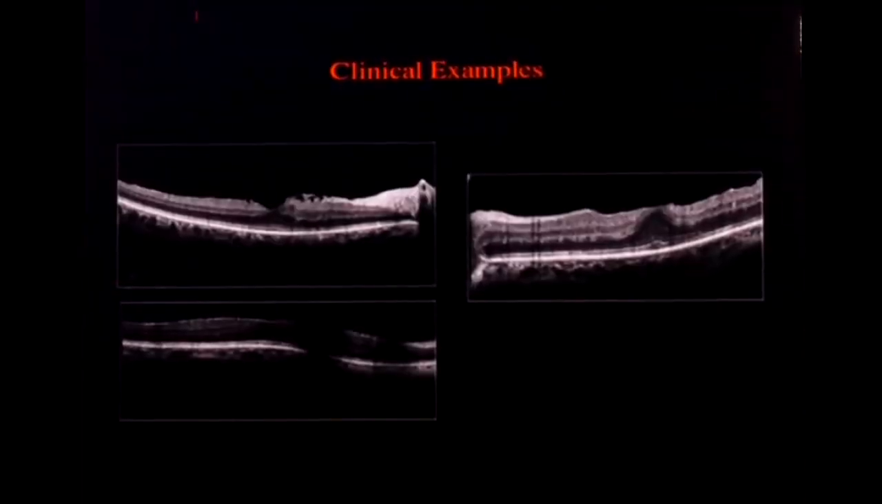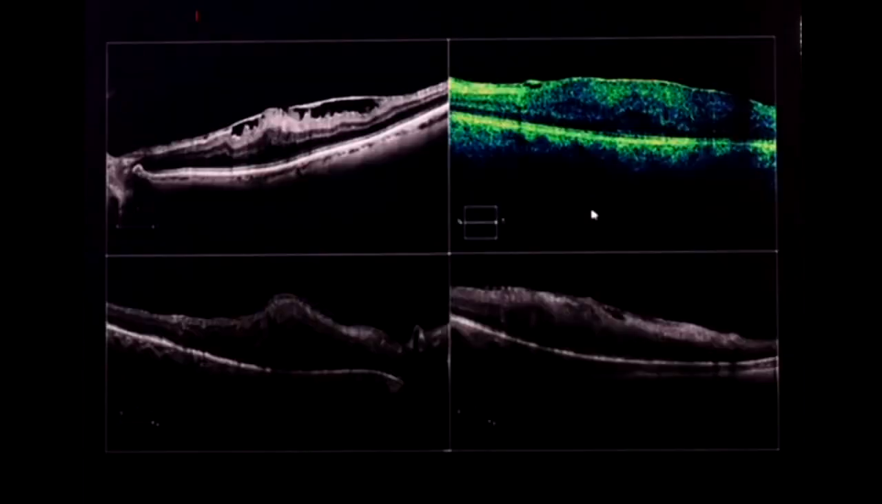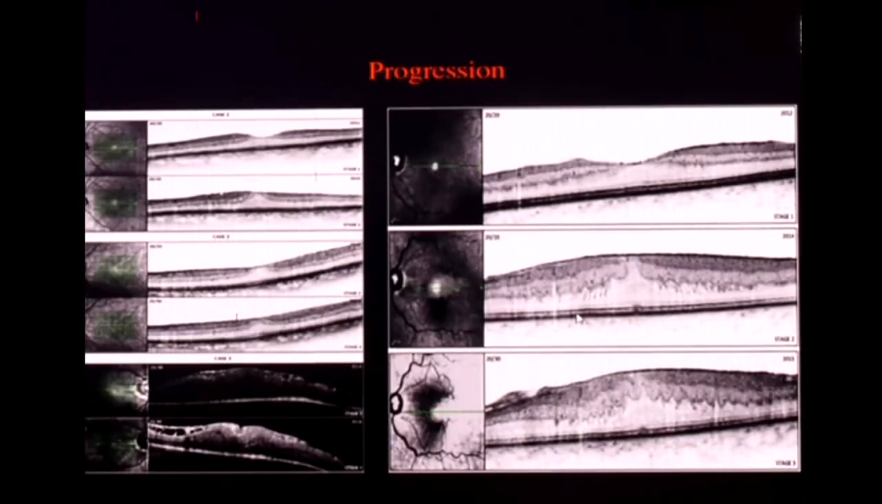So these are clinical examples. The ones on the left are examples of stage 1 epiretinal membrane. This one is a stage 2 epiretinal membrane with the absent foveal dip. These two are examples of stage 3, and these two are examples of stage 4 epiretinal membrane, where you can see there is tissue here. You cannot make out the distinct layers of the retina.